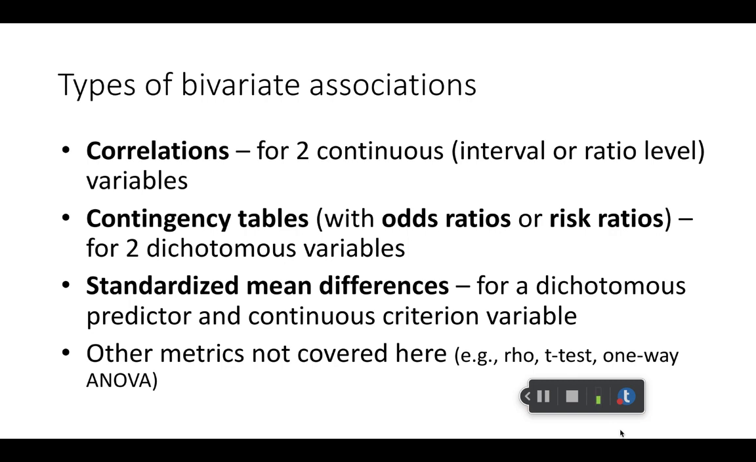Now I'm going to give you examples of all of these, but first I'll say that there are other metrics that we can use to examine bivariate associations. I've named some of them here. You don't need to worry about them, but do understand that there are other measures of bivariate associations. These three, I'll call them families of measures, are the most commonly used in social work and social sciences.